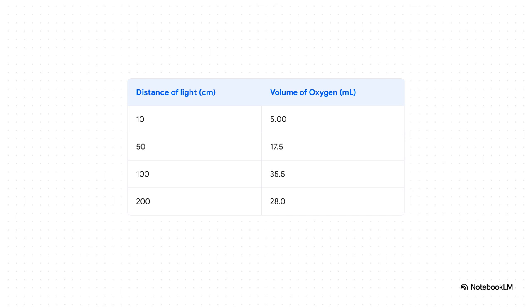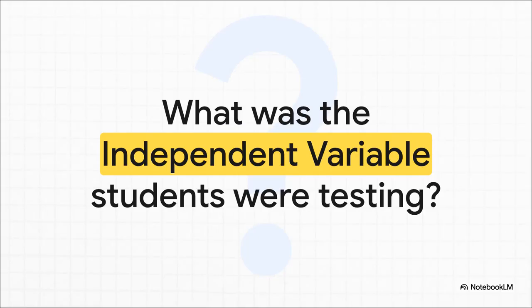Here's some data from an actual experiment where students were testing how the intensity of light affects photosynthesis in a plant. What they did was they changed the distance of a lamp and then measured the amount of oxygen the plant produced. This is a perfect real-world application of the scientific method. So, take a look at that data.